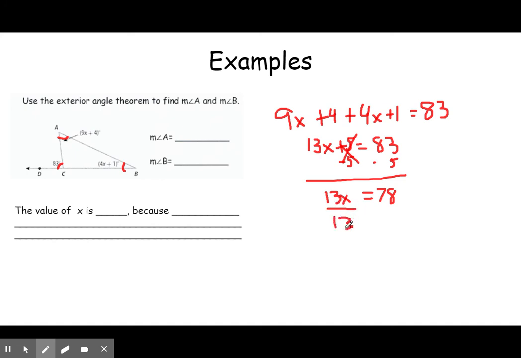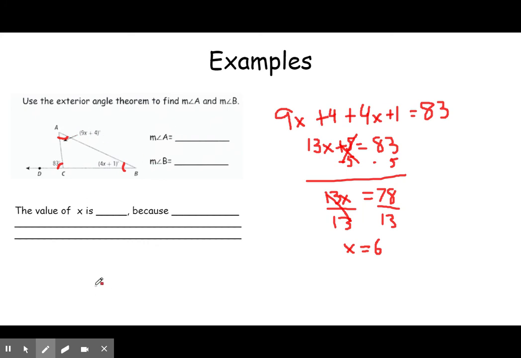to divide each side by 13. Remember, whatever we do to one side, we better be doing to the other. And so if I take 78 and divide it by 13, we get x is equal to 6. And again, remember, we can use calculators this year. All right. So the value of x is 6, right? But we want to know the measurements of angles A and B.